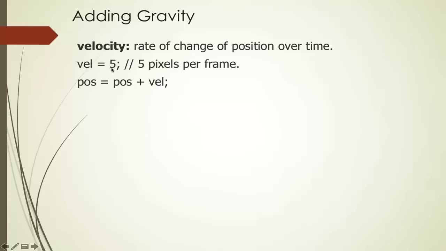So when I say velocity is 5, I mean 5 pixels per frame, and by adding velocity to position, I'm moving the bar. So this is position, change in position over change in time. So this is moving the bar.